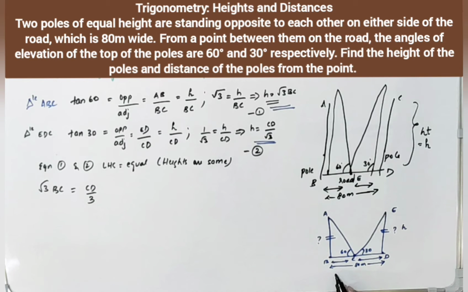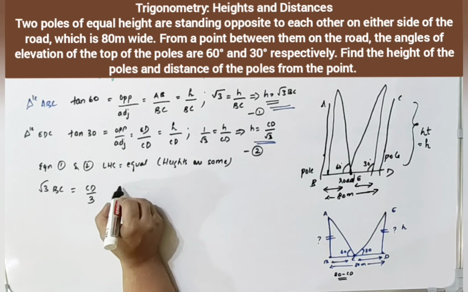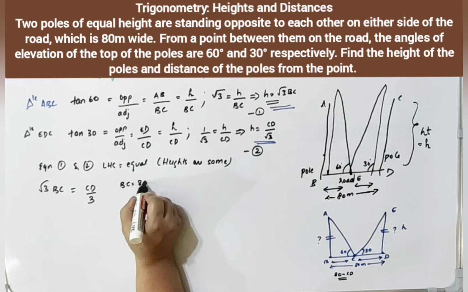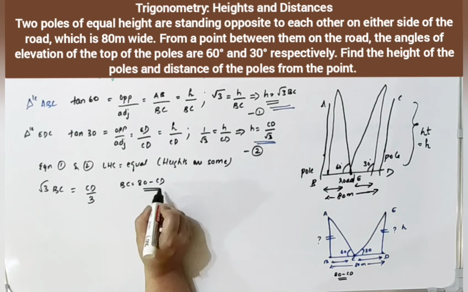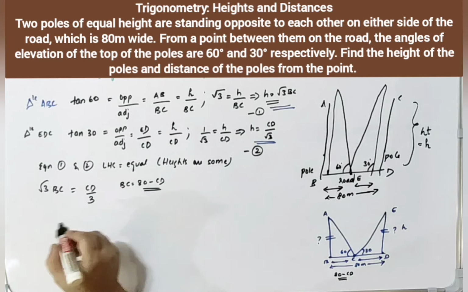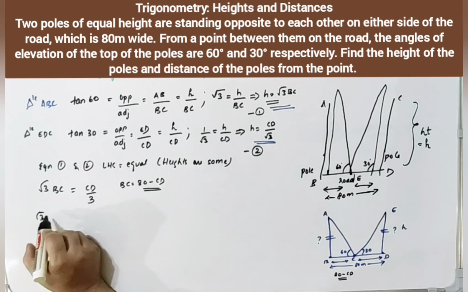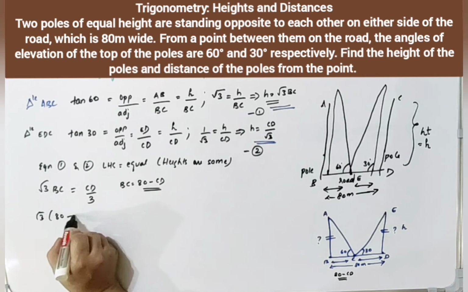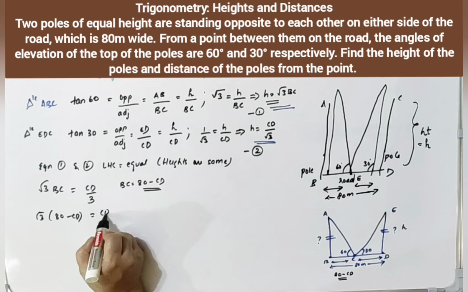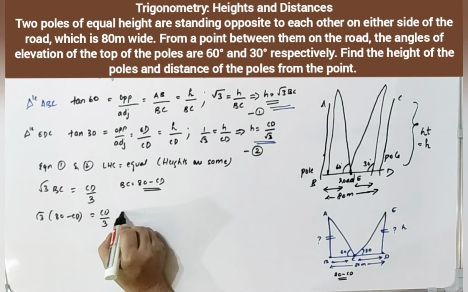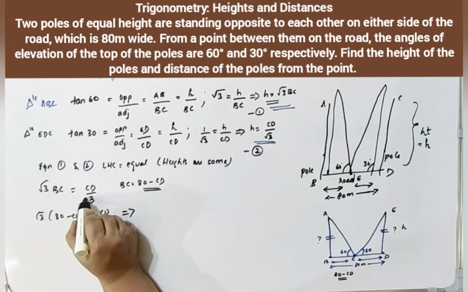So what will be BC? BC will be 80 minus CD, because this entire thing is 80, right? So if I minus CD, 80 minus CD will be BC. So BC is equal to 80 minus CD. If you substitute this here, we'll get root 3 BC, so 80 minus CD is equal to CD by, this is CD by root 3.